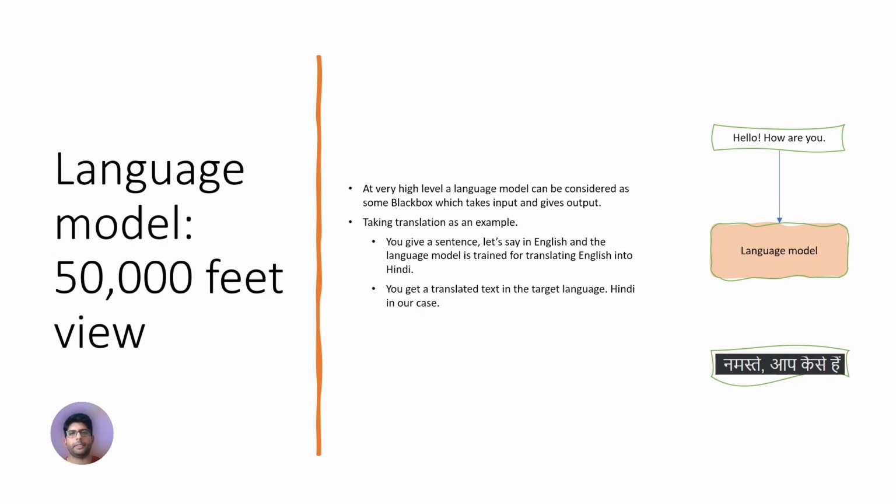So let us take a very high level look at these so-called language models. To begin with, a language model can be considered as a black box, which given an input gives you an output. Say for example we want to translate a certain text from English to Hindi, and we give that to our language model, and it gives us back a prediction, basically the translated text.